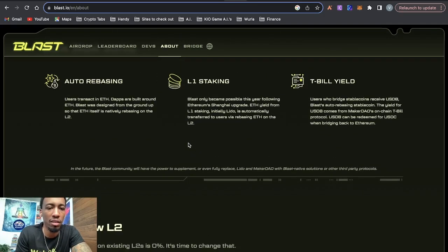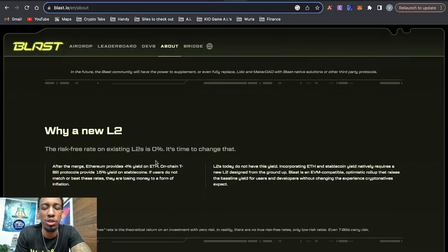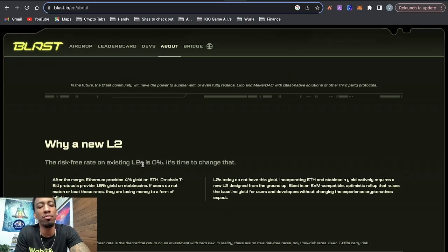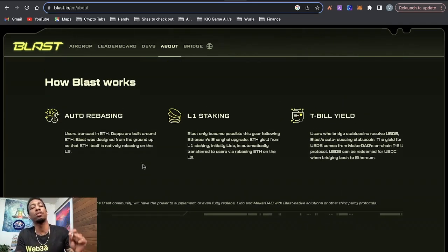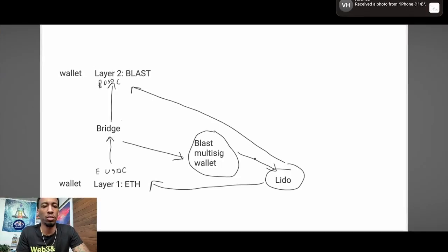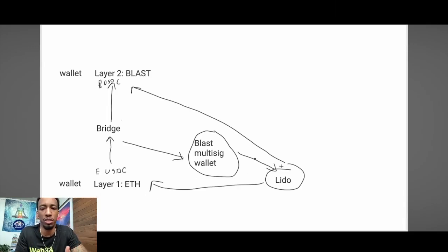So let's talk about how this works. They're essentially giving you a risk-free rate from L2. In the TradFi world, the risk-free rate is government bonds, because you know the US government isn't gonna default, most likely. And the risk-free rate for crypto is getting a yield from the staking on the ETH 2.0 beacon chain. So let's go over how this works. So I said the risk-free rate is basically ETH 2.0 staking.